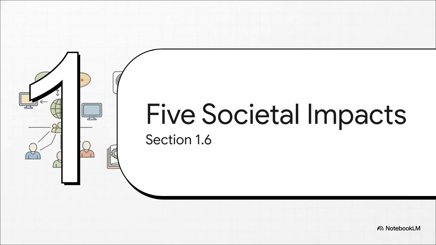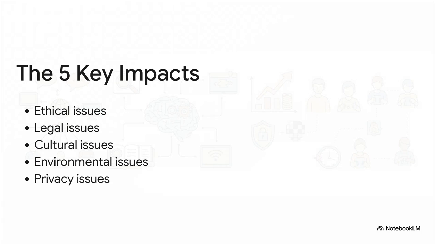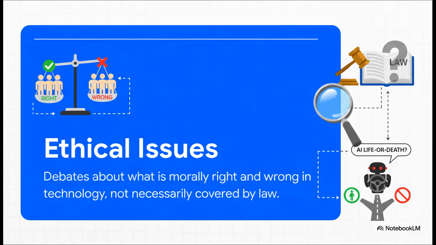Okay, first things first, we need a way to organize our thinking. And luckily, the specification groups all these societal impacts into 5 really clear categories. Getting these 5 headings locked in your memory is the first big step to mastering this topic. And here they are. You've got ethical, legal, cultural, environmental, and privacy issues. The best way to think about these is like 5 different pairs of glasses you can use to look at any new technology. So let's break down what each one actually means so you can talk about them with real confidence.